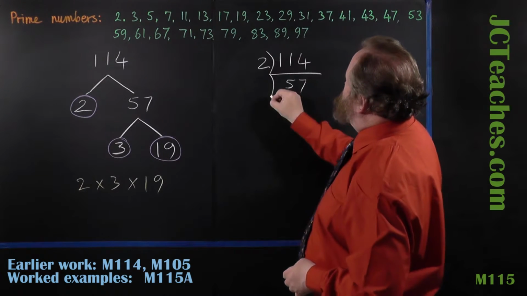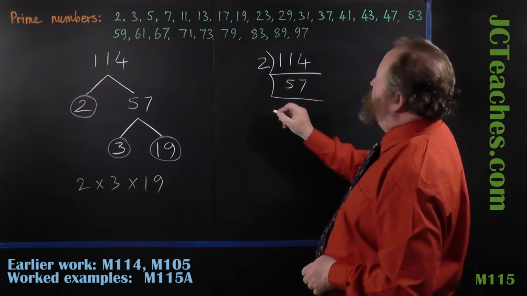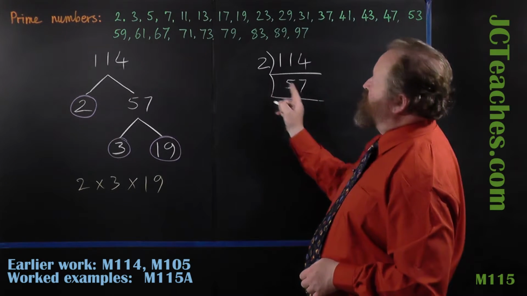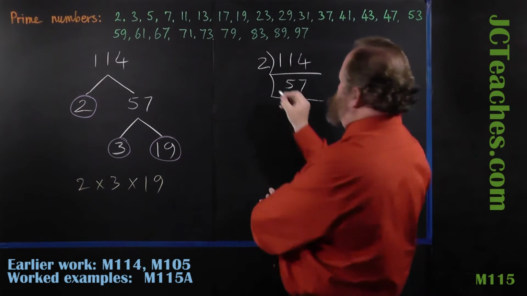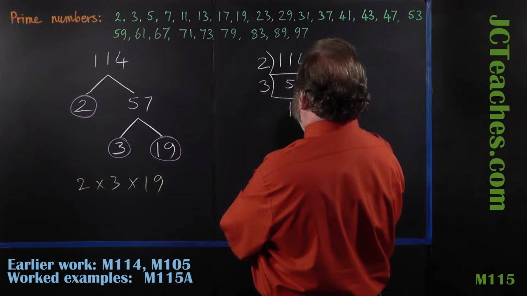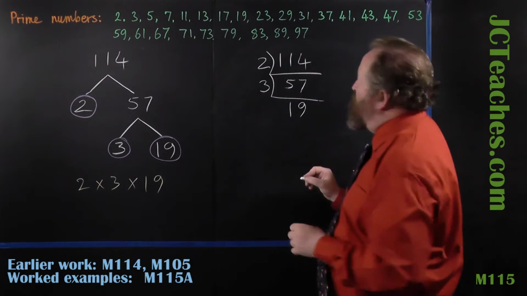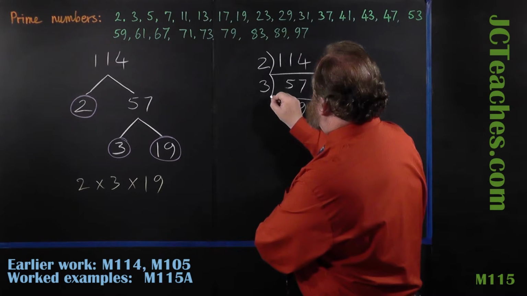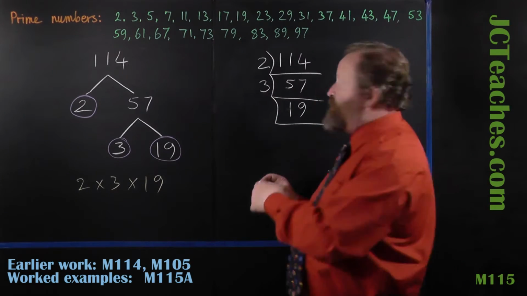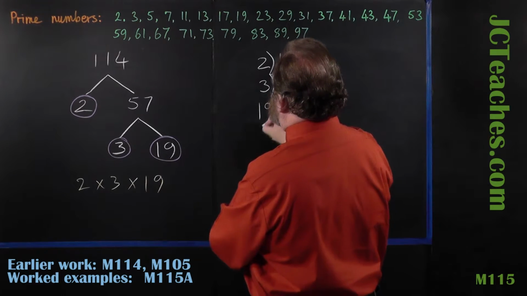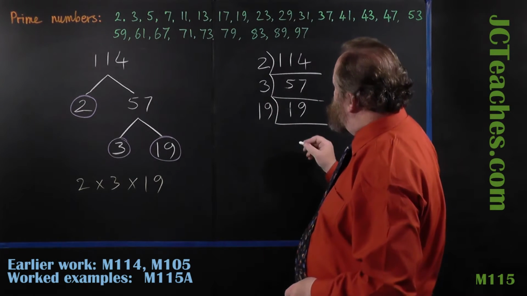Then I do that again and I think, okay, can I do 2s into 57? No, I can't. So I can't do 2, so I look at the next number. Do 3s go into 57? Yes, they do. 3 19s. Then I do this and I think, what goes into 19? Nothing except 19. So 19 itself goes into 19. And 1 is the answer.